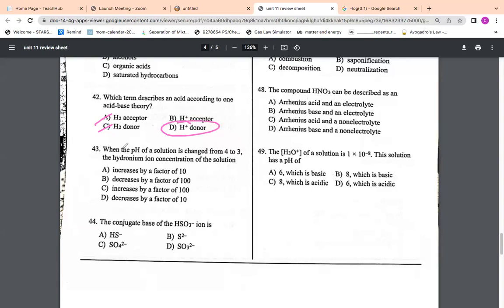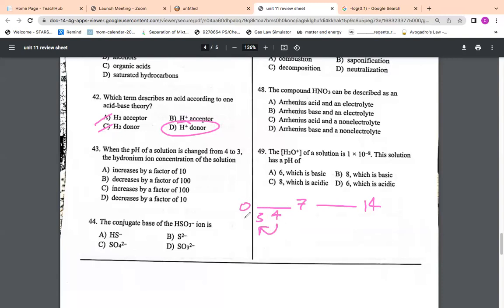Number 43, another question with pH value changes. When the pH of a solution is changed from 4 to 3, so we're going from 4 down to 3. That means we're getting closer to 0.